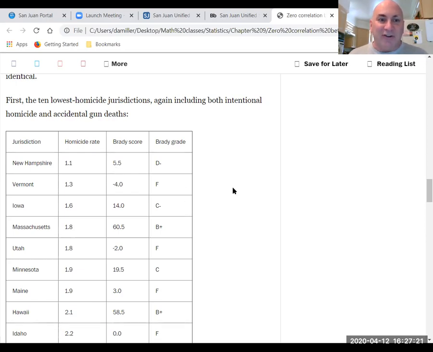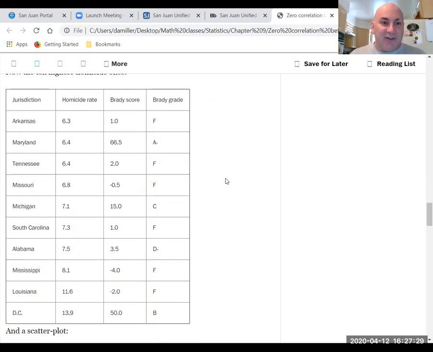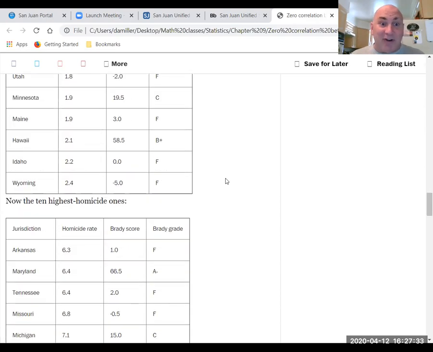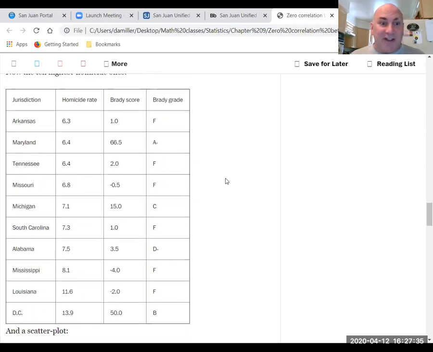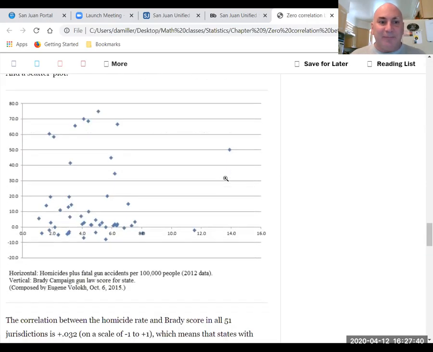They also give you a letter grade. So here are the 10 lowest homicide jurisdictions. Here are the 10 highest. Thankfully, California is on neither. Well, it'd be great to be on the lowest, but at least we're not on the highest list. And then if you did a scatter plot of the data, does there appear to be a relationship between homicide rate and the strength of gun control laws?